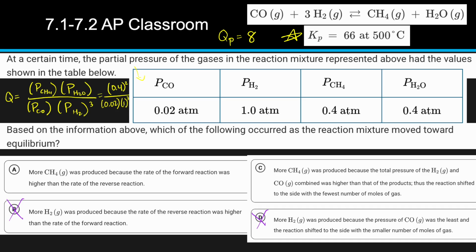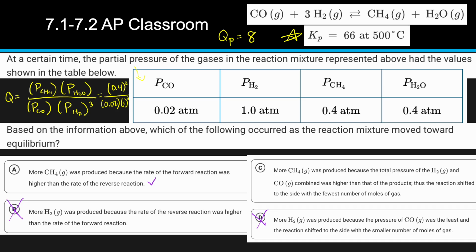So now let's look at our options of A and C. A says more CH4 was produced because the rate of the forward reaction was higher than the rate of the reverse reaction, which is a true statement. So let's just make sure C is proven incorrect. C says more CH4 was produced because the total pressure of H2 and CO combined was higher than that of the products. Thus, the reaction shifted to the side with the fewest number of moles of gas.